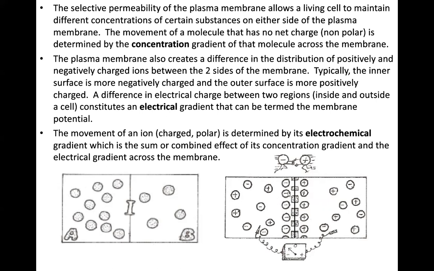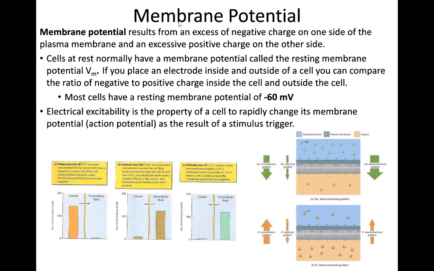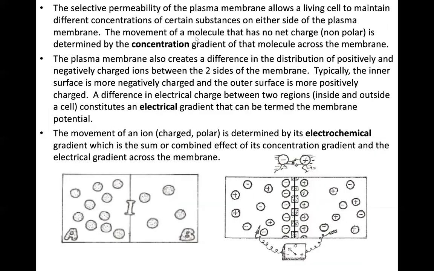And if you go through, you can see there's a lot of negative ions on the inside, not very many positives, whereas over here on the other side, there's a lot of positives and a few negatives, okay? This difference in electrical charge between the two regions, in other words, inside and outside the cell, constitutes what we call its electrical gradient. Okay? And another term for that is membrane potential, and we're going to get into that here in just a second.